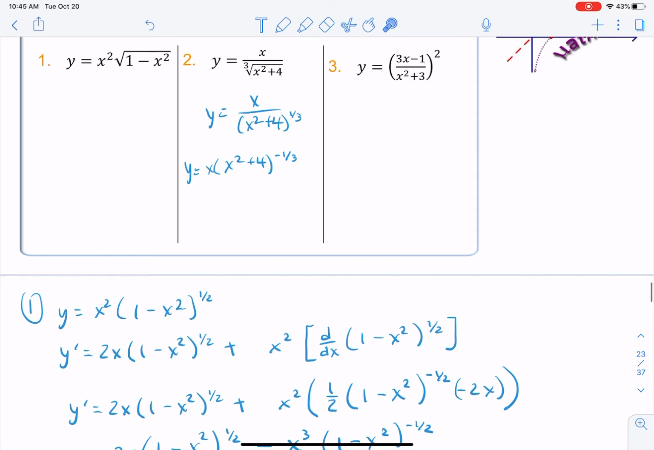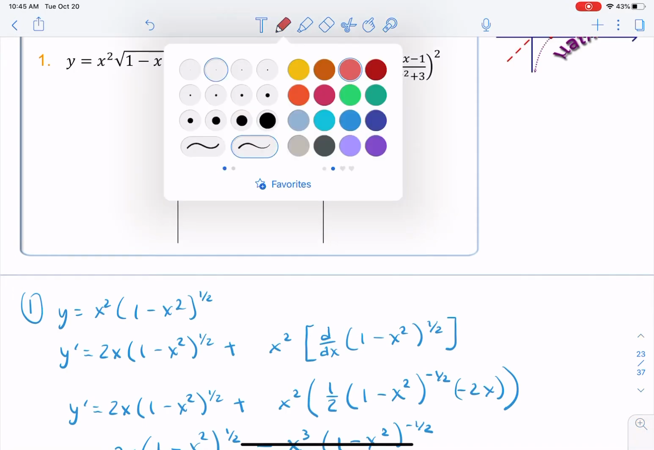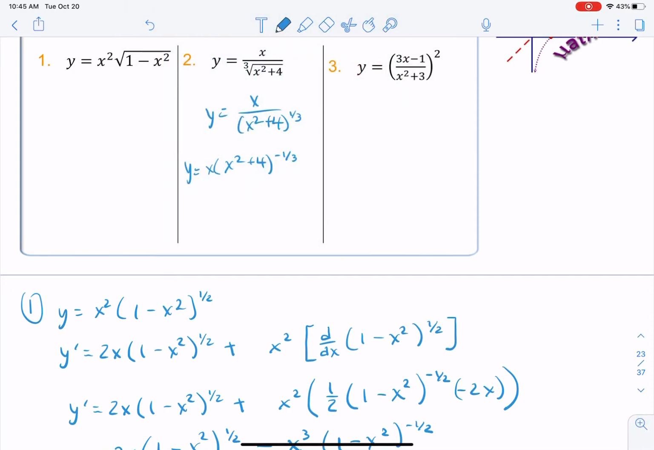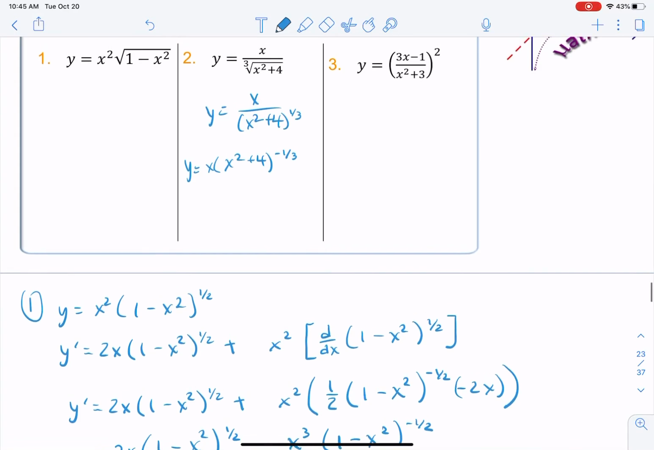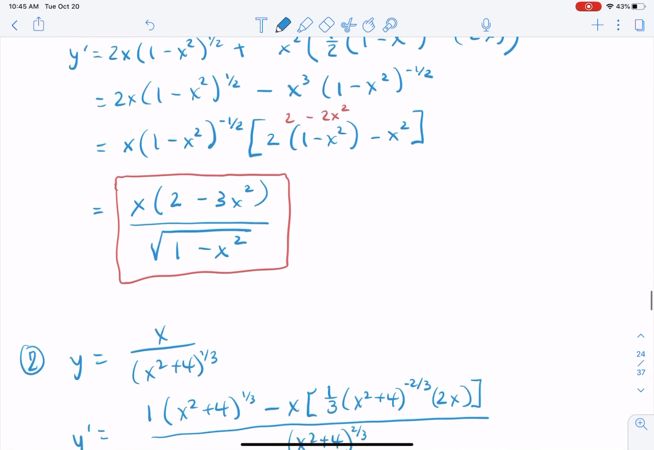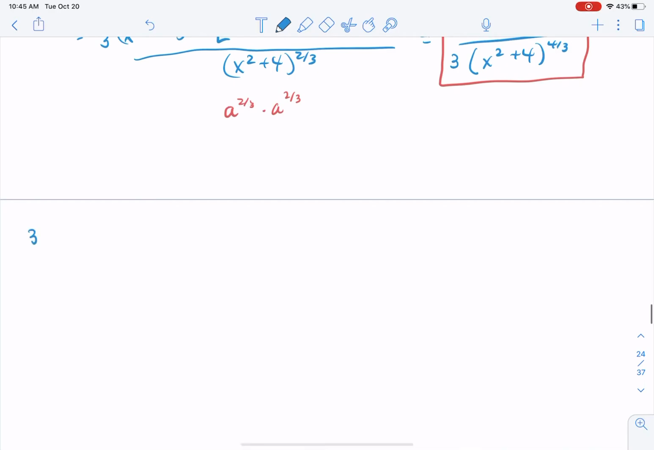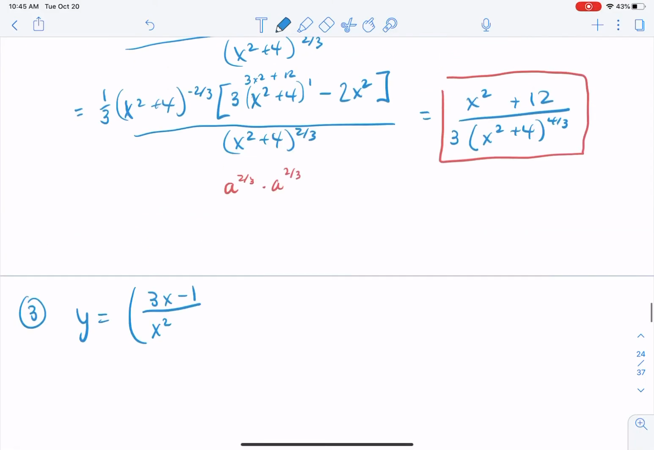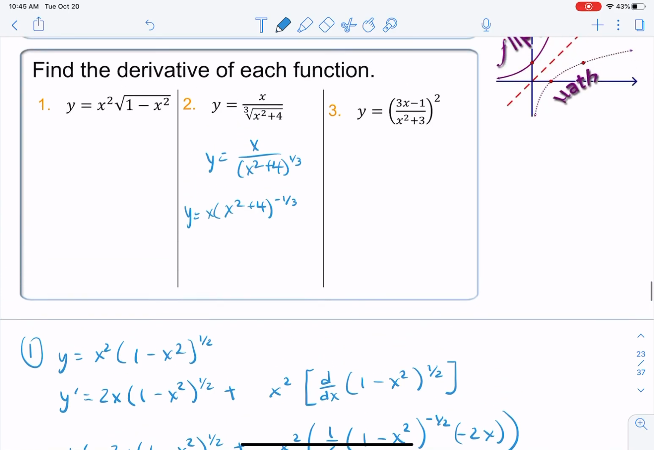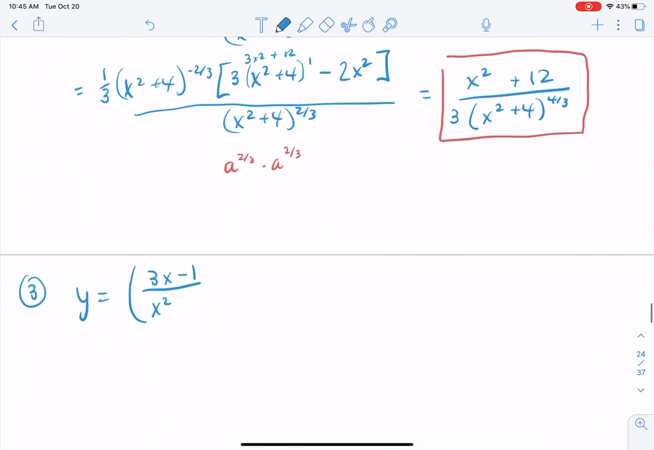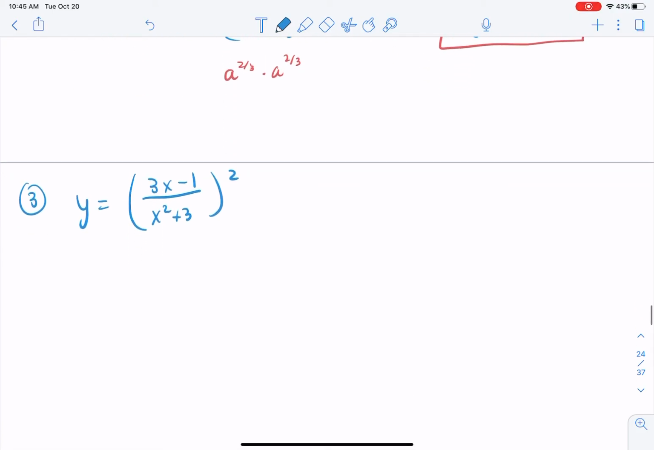So do you guys have your head wrapped around that particular question? Do you have it memorized so you can call it out to me? All right, excellent. So 3x minus 1 over x squared plus 3. Y is equal to 3x minus 1 over x squared plus 3, and then it's squared. Okay, chain rule.